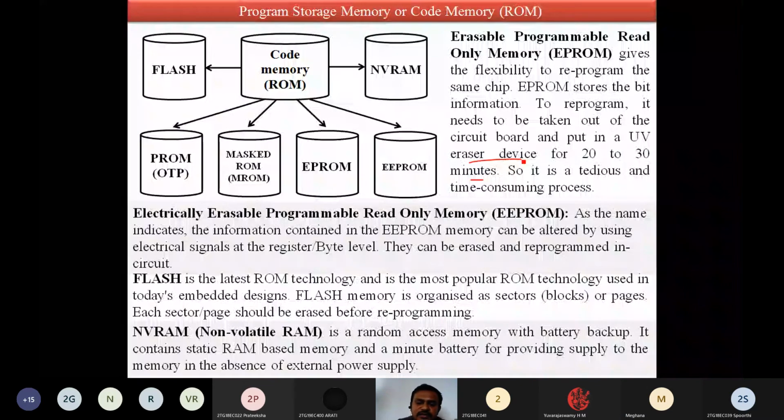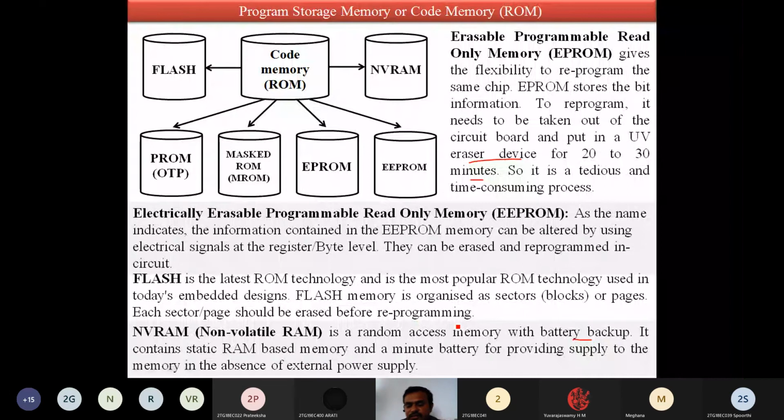Here it is a RAM. It acts as a RAM for temporary usage: store data temporarily and remove data temporarily. And that is RAM, but with battery backup. If you switch the system off, this extra supporting battery provides the power supply to the separate memory, so that whatever data is available in that memory is not erased. So it is a battery backup memory, non-volatile RAM, with a small battery providing supply to this memory in the absence of external power.